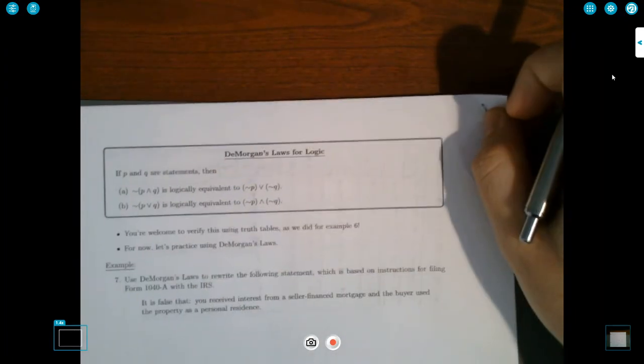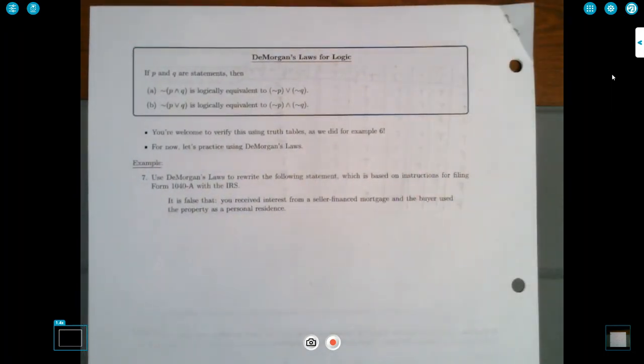Very good. Last thing I want to mention is De Morgan's laws, and this is something that will come up again in the next unit. So not in this first unit of material, but in the next unit we'll talk about set theory, and we'll talk about De Morgan's laws again when we talk about set theory. But here's De Morgan's laws for logic.